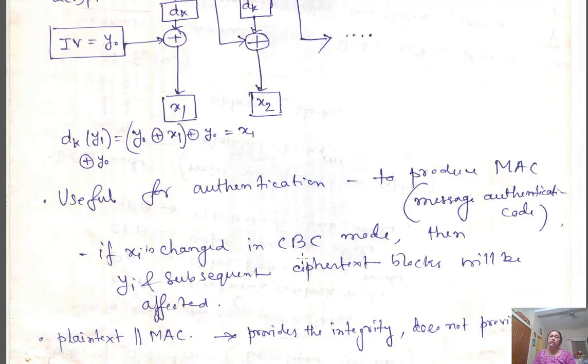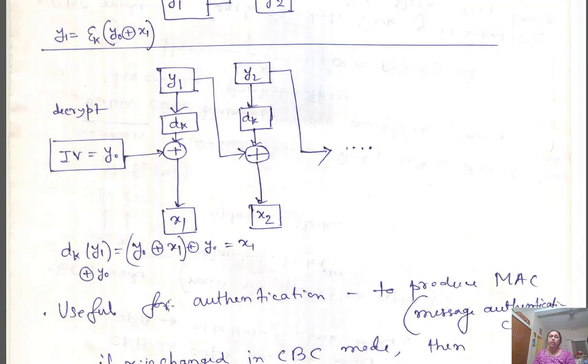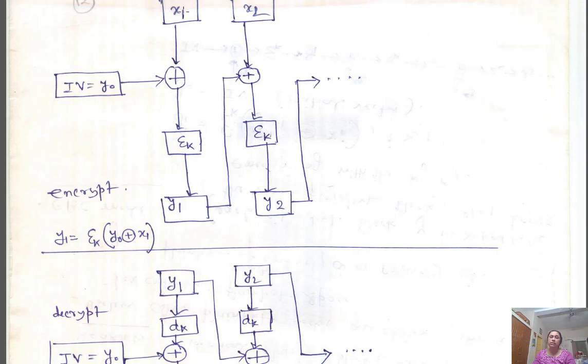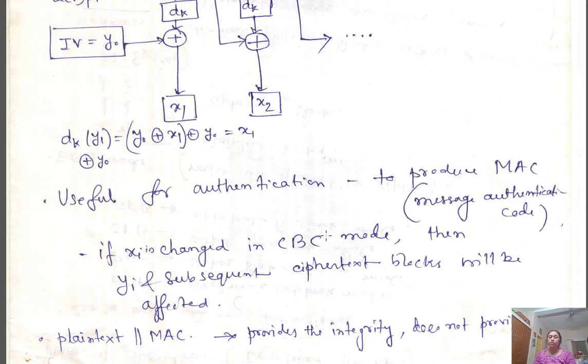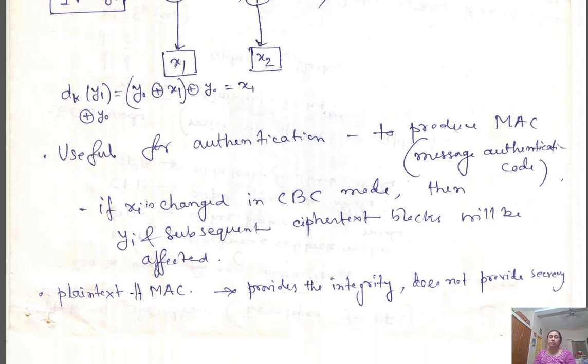If Xi is changed in CBC mode, then Yi and subsequent ciphertext blocks will be affected. So if Xi changes, say X1 changes, then Y1 changes as well as Y2, Y3, all Y values also change. So if you send plain text X1, X2, Xn together with the MAC value, the last Ym value, then it provides a way to check the integrity of your data, whether plain text is altered or not.